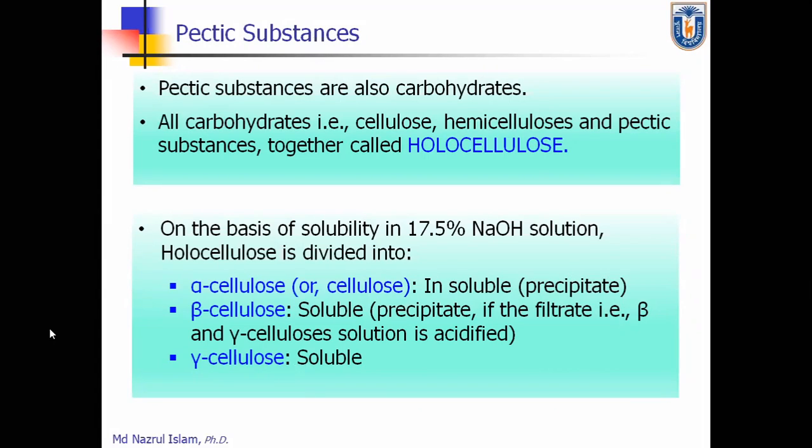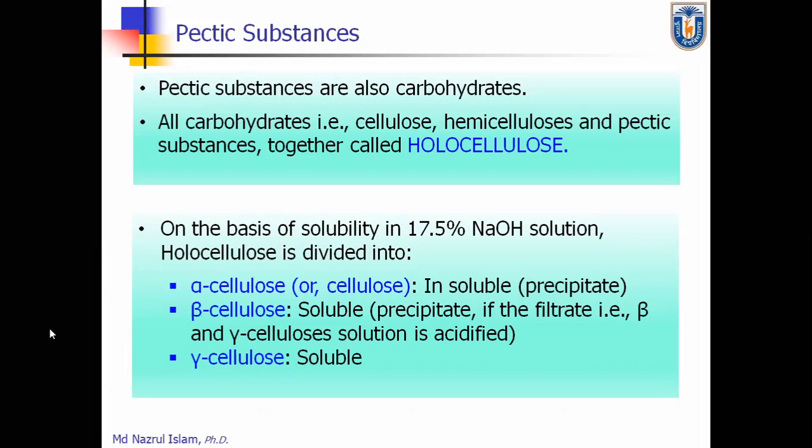And some of the pectic substances that we have mentioned earlier, a smaller amount, that is also a carbohydrate. That carbohydrate is similar to hemicellulose, and might have different compounds, and those compounds dissolve when you use 17.5% sodium hydroxide solution. So three different terminologies now we will see: alpha cellulose, beta cellulose, and gamma cellulose.